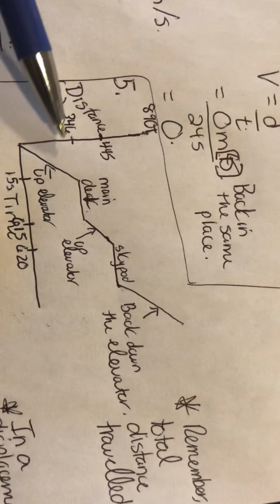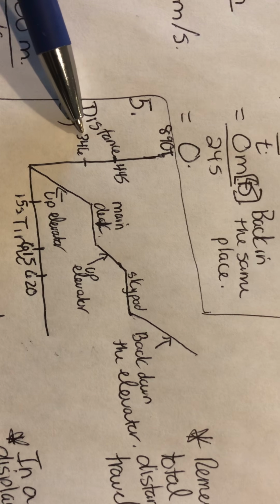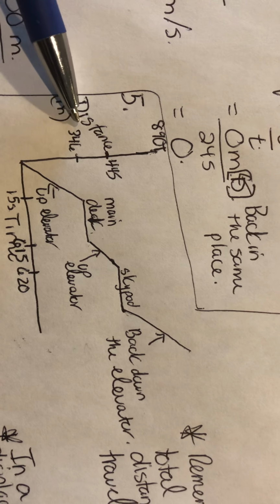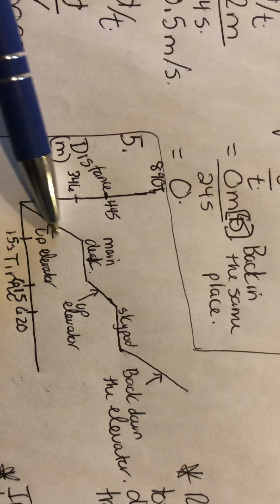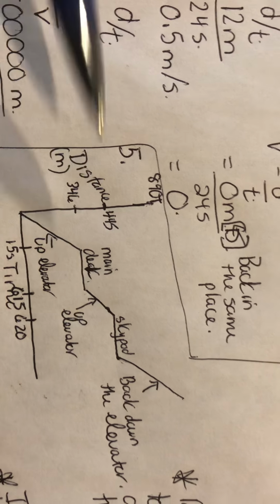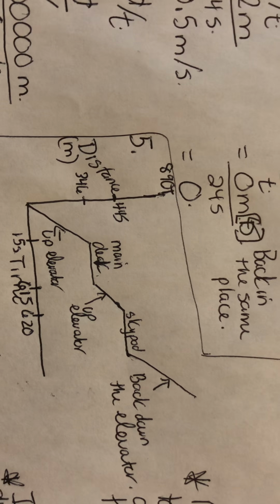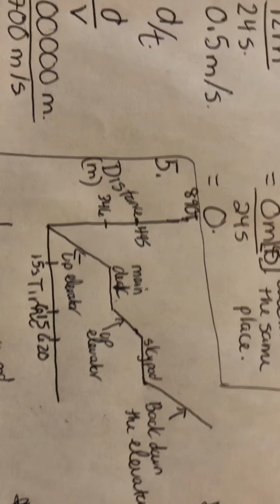Notice it says in the question that the individual takes the elevator up the CN Tower and goes to the main deck, 346 meters, in 15 seconds. So that would be that line there, going up the elevator. Then she stays on the main deck for 10 seconds, which means she's not moving. Then she goes up to the sky pod.